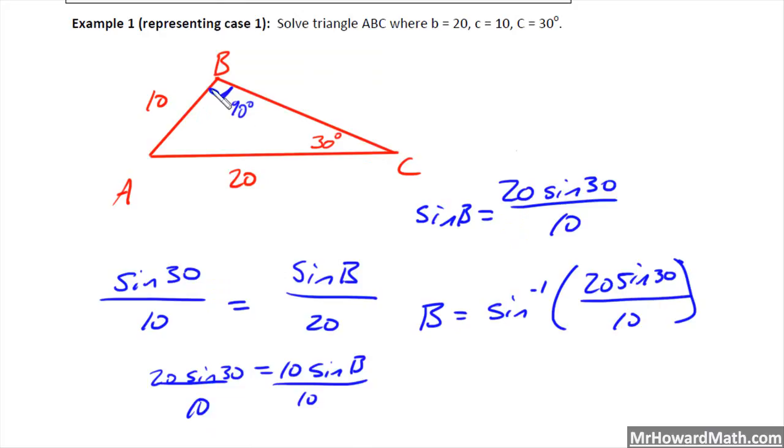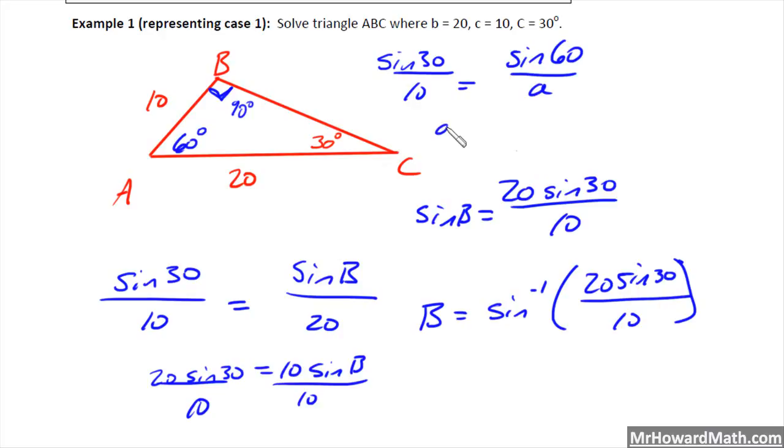So that's the case where this side is just barely long enough to reach. So that means that this angle would be 60. We have a 30, 60, 90 triangle. And we want to find side A next. So we'll stick with the ratio that we began with. Sine of 30 over 10 is equal to, we're finding side A, so we'll use angle A here, sine of 60, this angle, over side A.